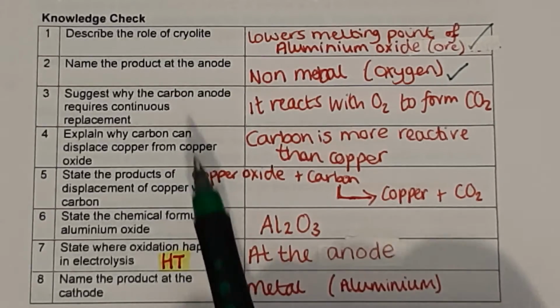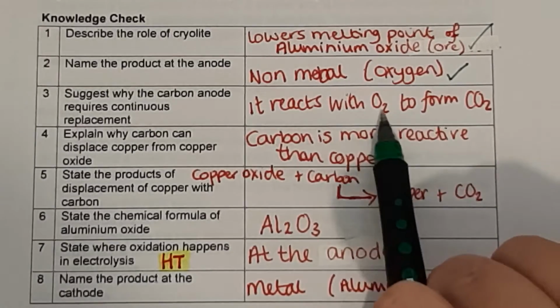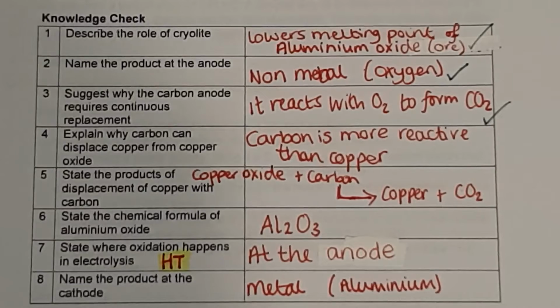Why does the carbon anode require continuous replacement? Well, because it reacts with oxygen to form carbon dioxide. You don't need to use O2 and CO2. You can use the words oxygen and carbon dioxide. It was just tricky to fit them in.